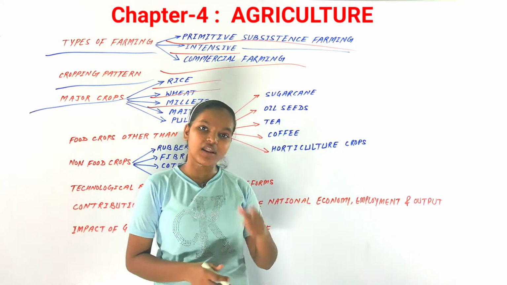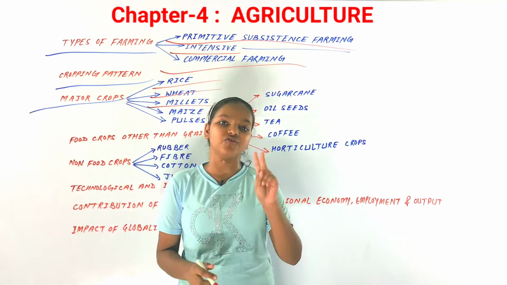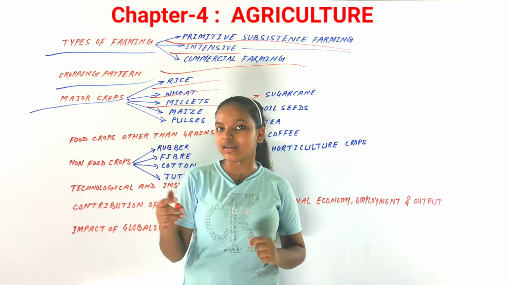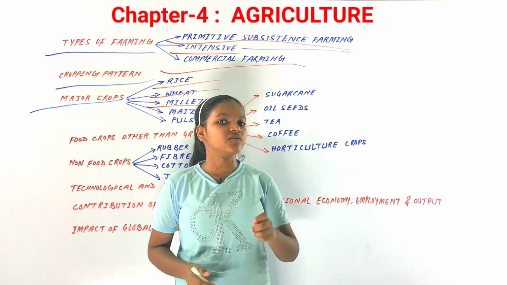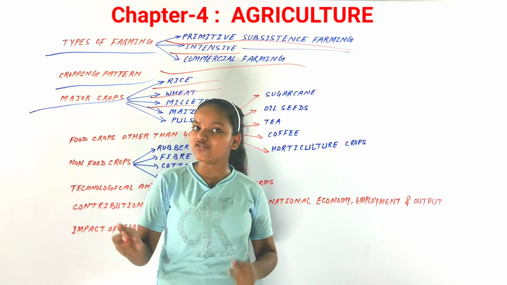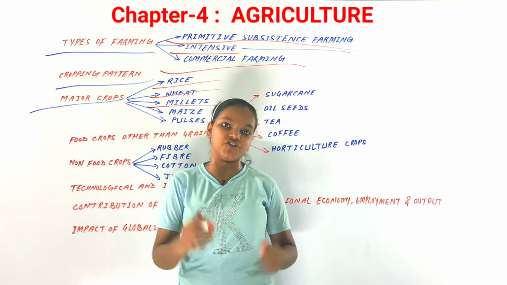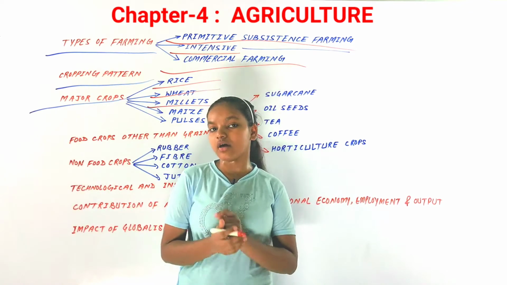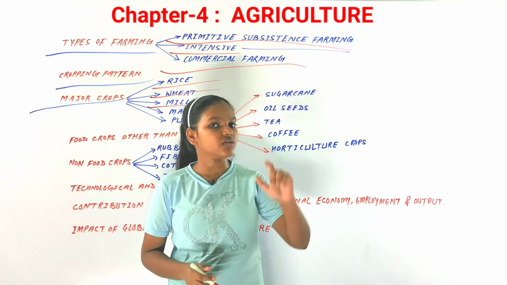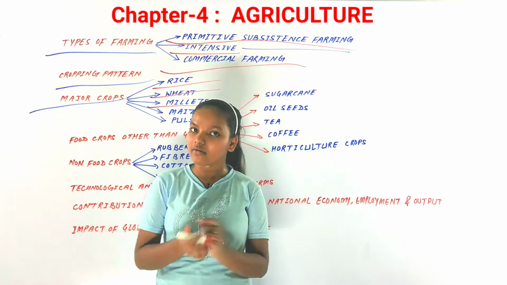Now one thing that we left about wheat was that there are two main regions where wheat is grown in our country. First is the Indo-Gangetic plains, and second is the Deccan region. So these two are the regions where wheat is grown in our country.